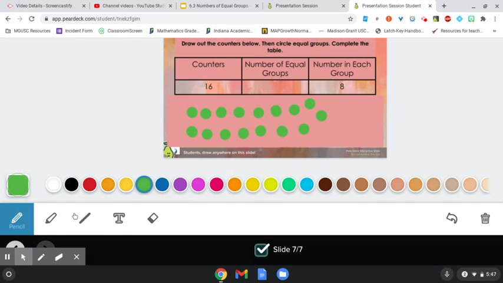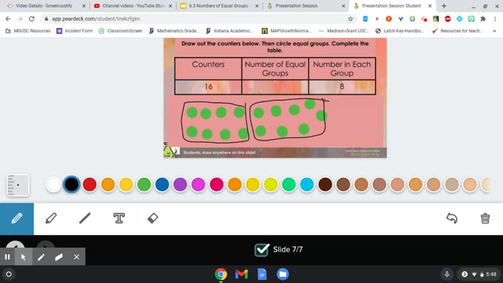So now I need to circle the number in each group, which is 8. So I'm going to circle 8 at a time. So I'm going to go 1, 2, 3, 4, 5, 6, 7, and 8. There. Then I'm going to count another 8. 1, 2, 3, 4, 5, 6, 7, 8.